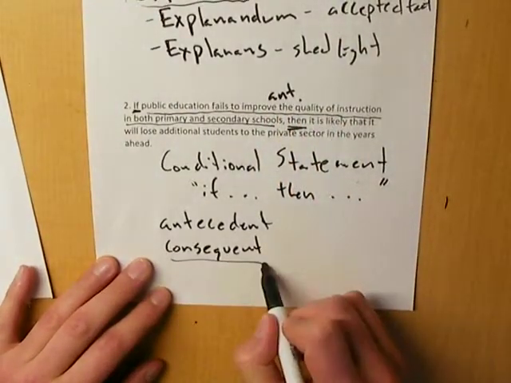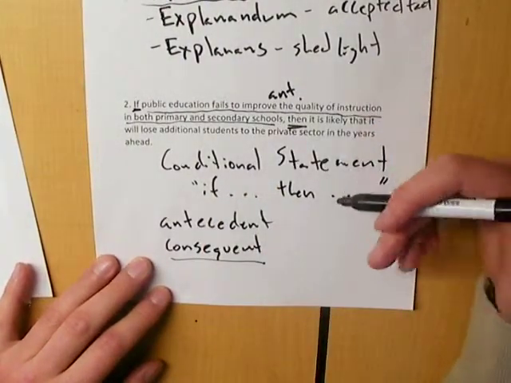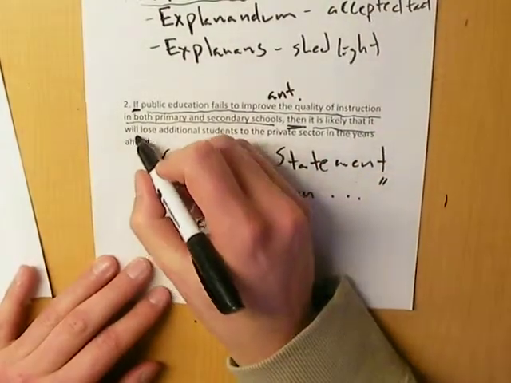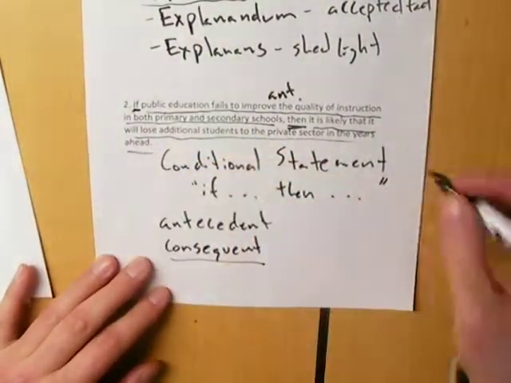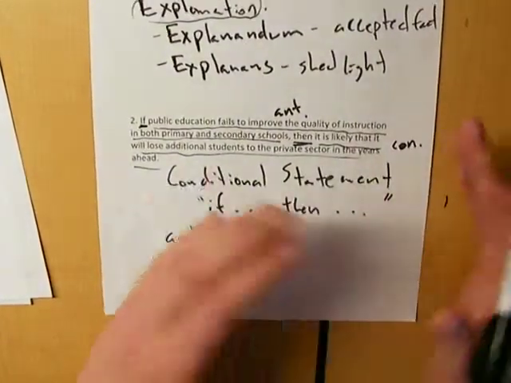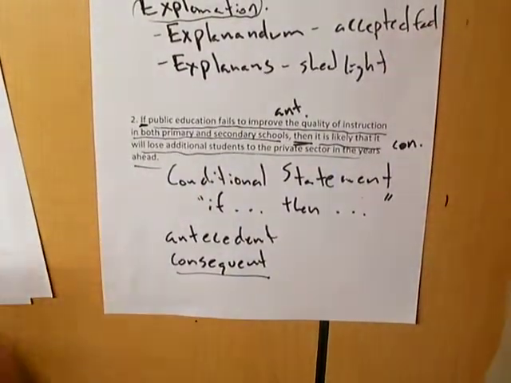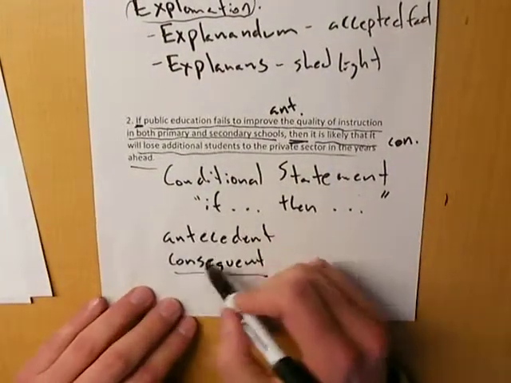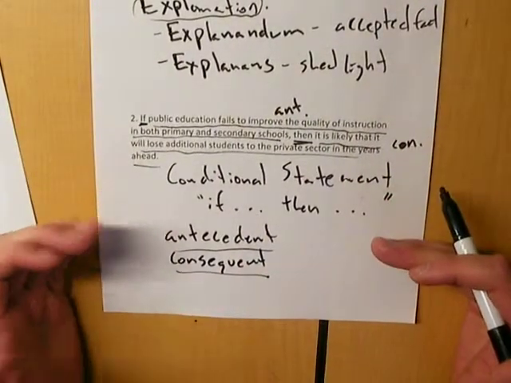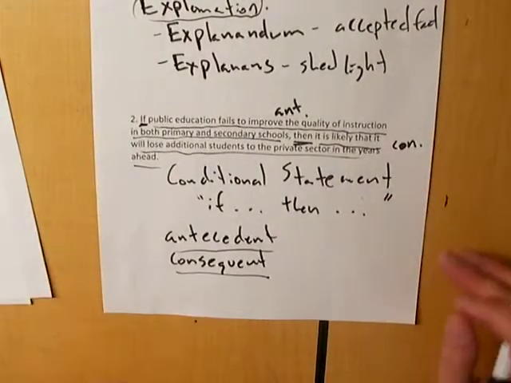The consequent, conditional statement's got 2 parts. The consequent is that which immediately follows the then. So this is a lengthy consequent, but there is the consequent. And again, I'll just abbreviate here. So the single statement isn't an argument. It's just a conditional statement. It's got an antecedent. It's got a consequent. Now we could build on the single statement and turn it into an argument, but we're not quite there yet.